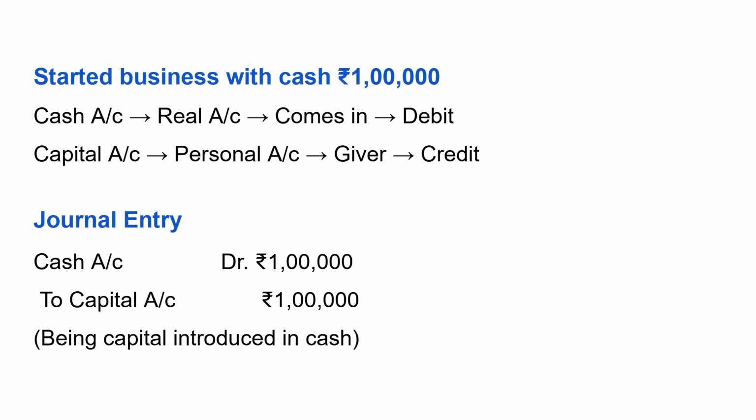Cash is coming into the business. So it is a real account. So it is debited. And capital represents the owner. So it is a personal account. So it is credited. Remember, owner is separate from the business.